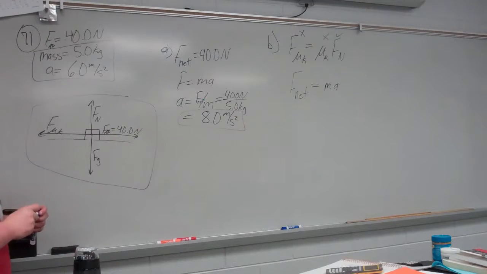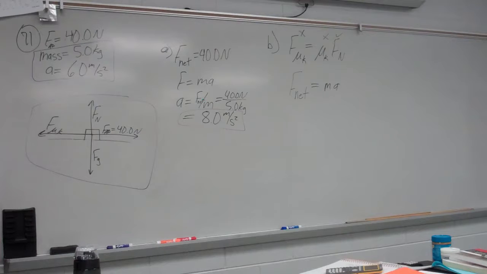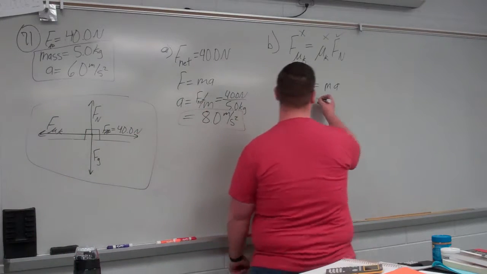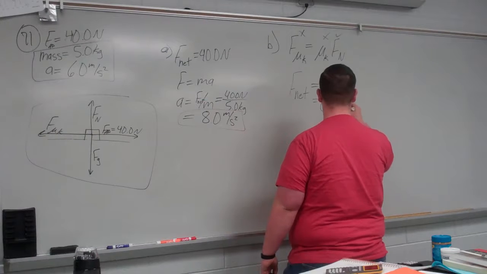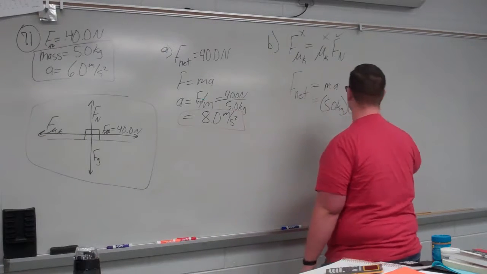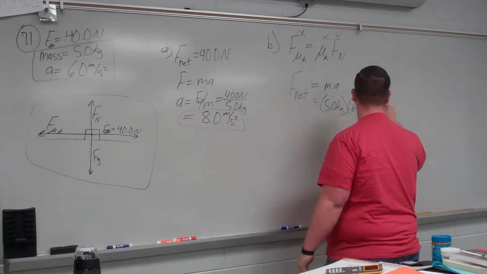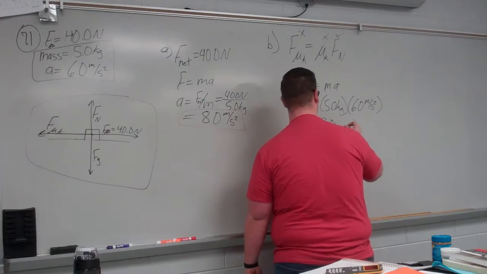We put it in purple because you remember purple's important. It looks awesome on the board. So I can calculate out the net force, which is equal to the mass times acceleration. So the mass is 5.0 kilograms and the acceleration is 6.0 meters per second squared, which will equal 30 newtons.